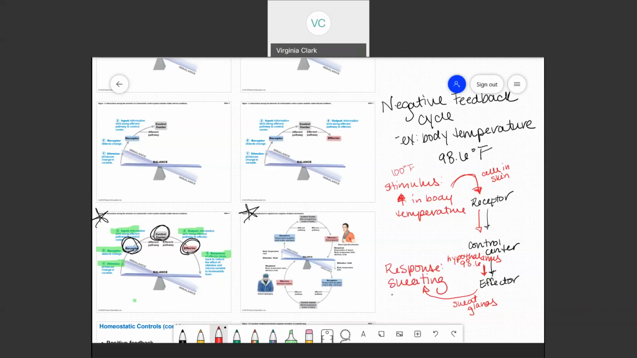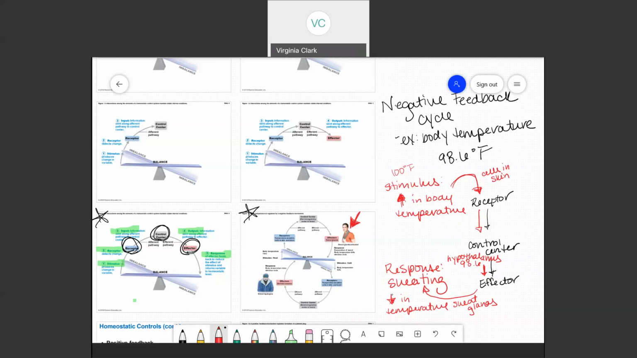And if you sweat, what do you actually do? You cause a decrease in temperature. So if we look at this example right here, our original stimulus was an increase, but what is our response? A decrease. That is opposite. So this is a negative feedback cycle. That is going to be this example right here.